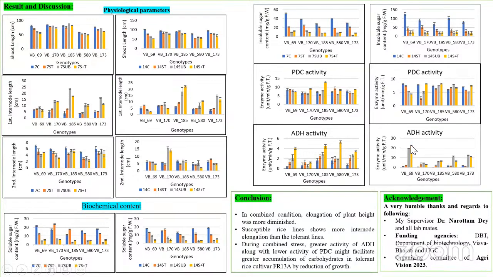Here also you can see that in the combined stress condition, ADH activity is more than in the individual submerged condition. So from this study, we can conclude that in combined condition, elongation of plant height was more diminished, and the susceptible rice line shows more internode elongation than the tolerant line. And during combined stress, greater activity of ADH along with lower activity of PDC facilitates greater accumulation of carbohydrate in the tolerant rice cultivar FR13 by reducing growth.